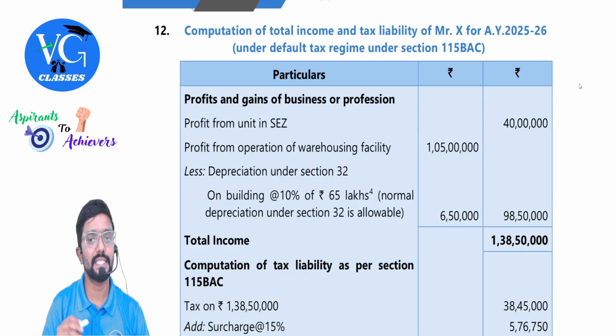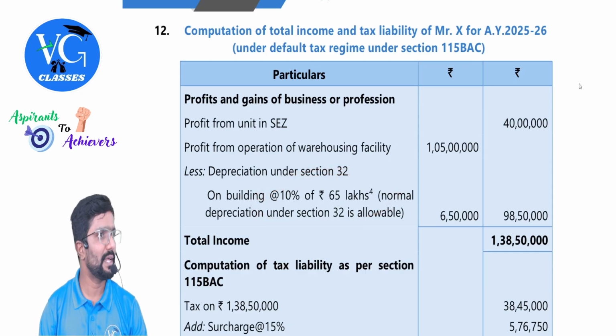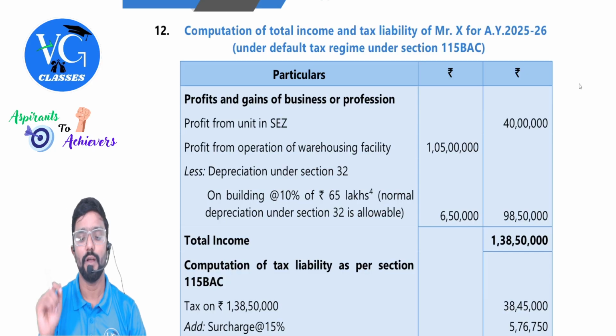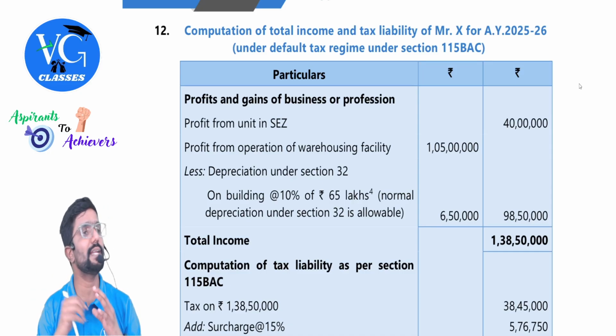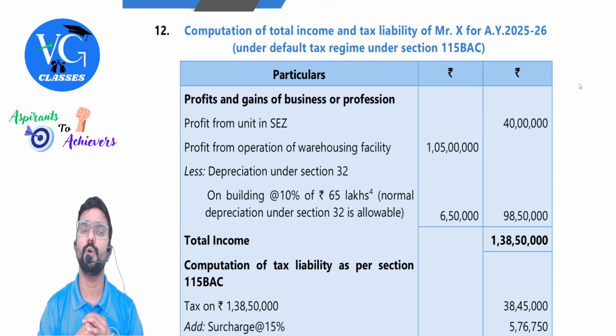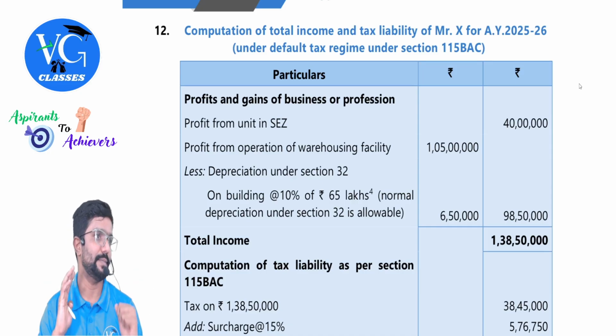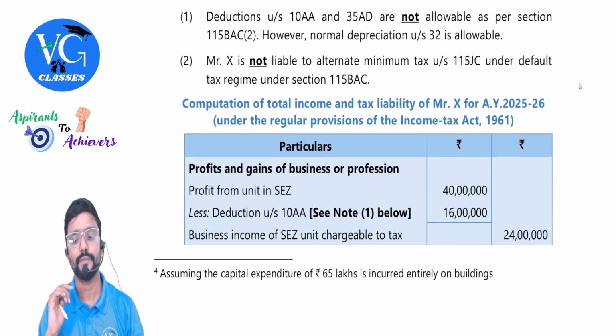And as deduction is not allowed for capital expenditure, you can claim depreciation for it. Clear? 35AD deduction is not allowed if the assessee is following default regime, specified business capital expenditure. Can they claim depreciation? Yes. How much? Guys, 75 lakh is the total capital expenditure. In that 10 lakh is on land. On land, no depreciation is allowed. Remaining 65 lakh is considered to be building. They have given a note also for that.